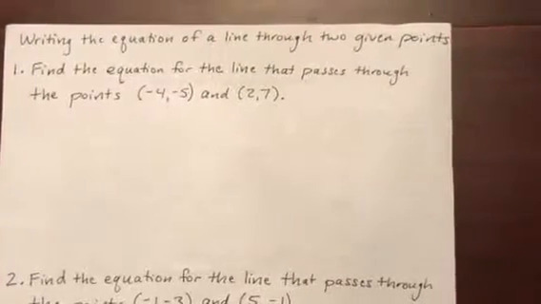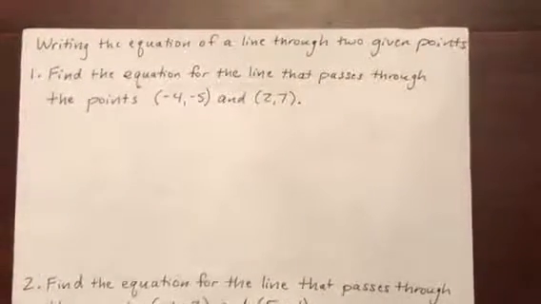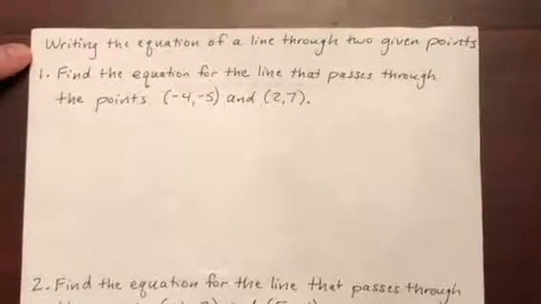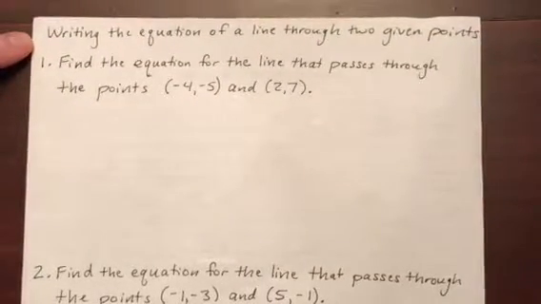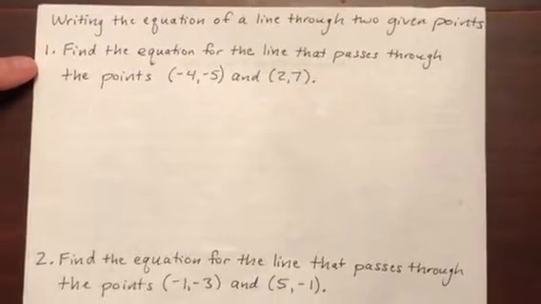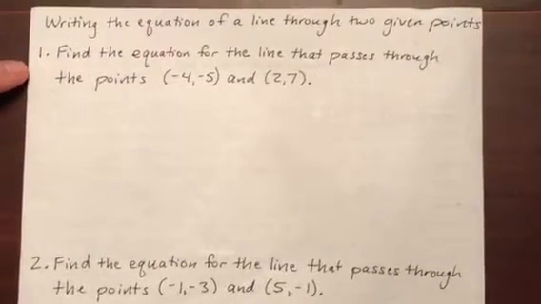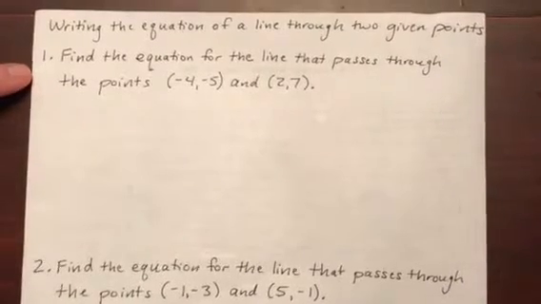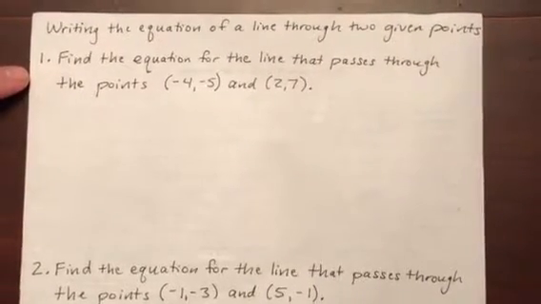This is Math 95, Quiz 4 Topics. Writing the equation of a line through two given points. Our first example says, find the equation for the line that passes through the points (-4, -5) and (2, 7).